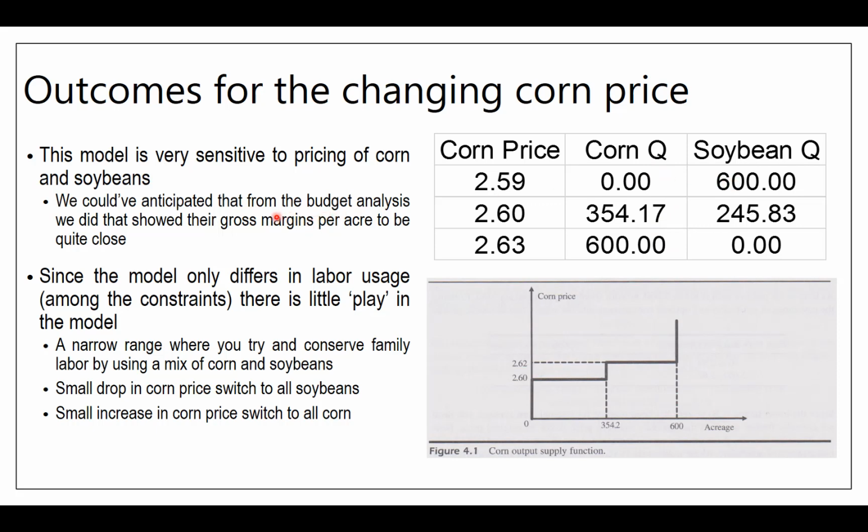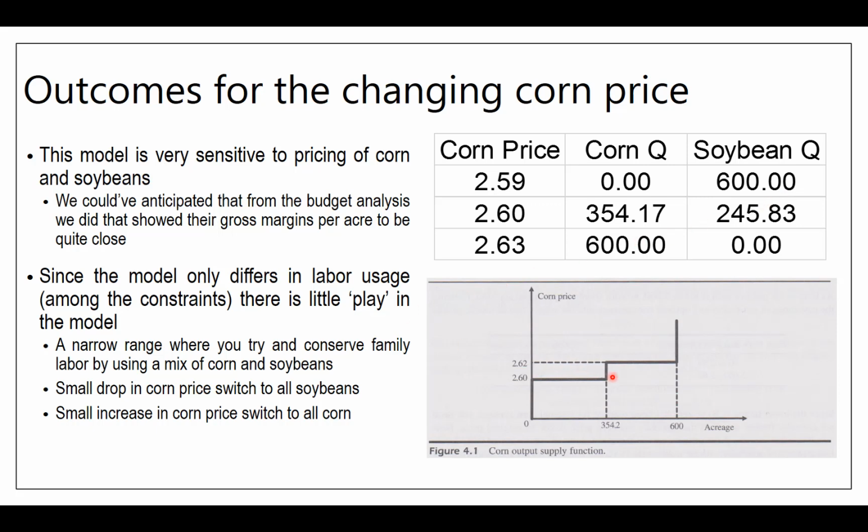We could have anticipated this from the budget analysis. We knew the gross margins per acre were very close for soybean and corn. We knew they were going to compete for that acreage in the model. And so as the relative returns change by a little bit, we're going to get those changes. Since the model only differs, so if we're changing price, the only really other thing that is different in the model is how much labor does corn versus soybean use. They both use 1 acre when we decide to plant.